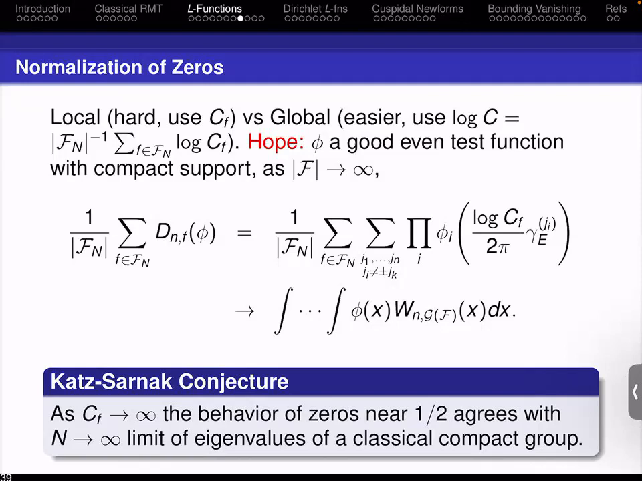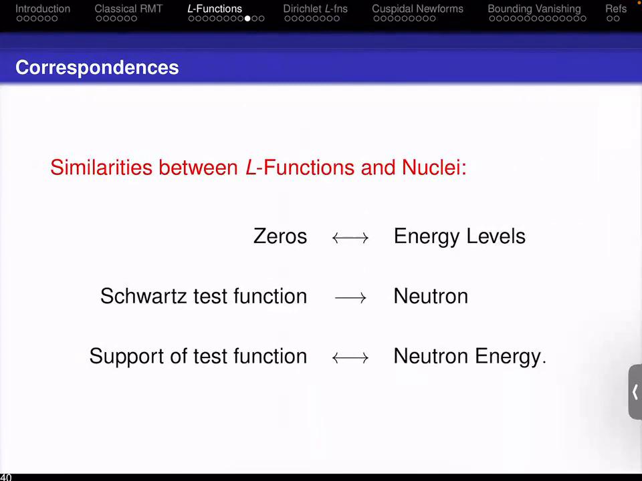All right, so I promised I would give you a conversion between physics and number theory. In physics, you study energy levels. In number theory, you study zeros. In physics, you shoot in a neutron. In number theory, you shoot in a Schwarz test function. In physics, you could only shoot neutrons of a given energy band. In number theory, that turns out to be the support of the test function, where the function is non-zero.